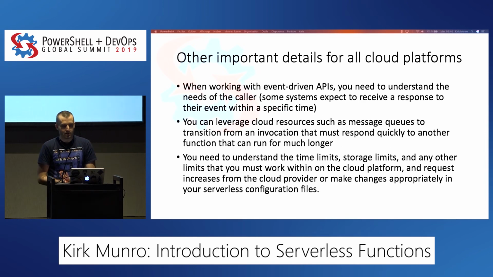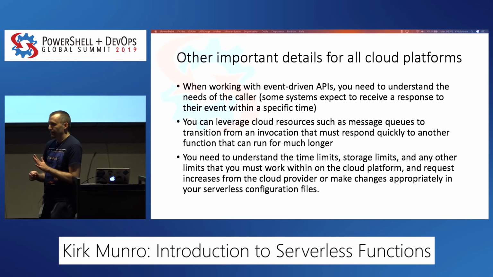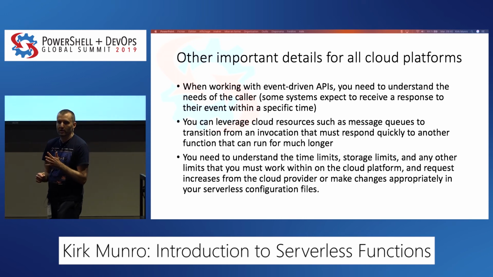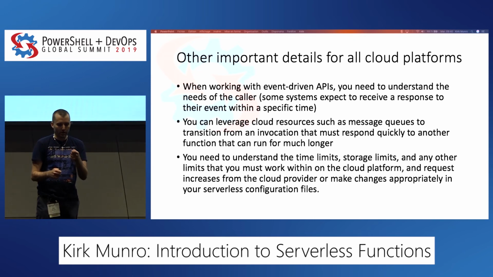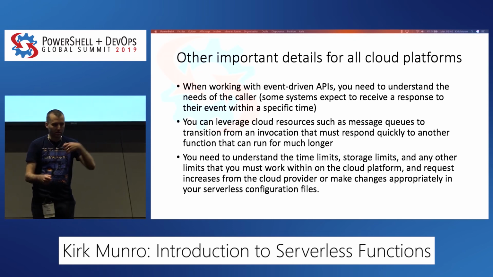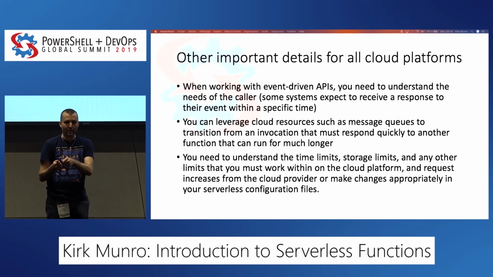Other important details for all the cloud platforms. When you're working with event-driven APIs, you need to understand the needs of the caller. An example of that: I mentioned GitHub, and when you're dealing with the GitHub event-driven API and you've got a commit, you want to do some CI/CD work based on that commit and call into some Azure functions. GitHub expects you to return your result of that API within 10 seconds. And if you don't, it considers it failed.